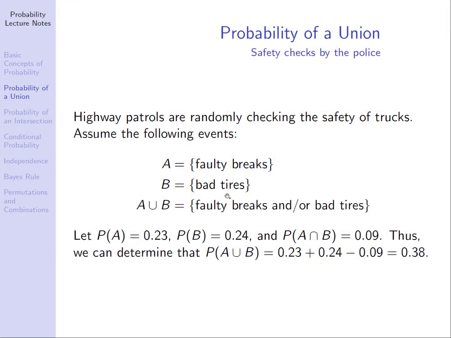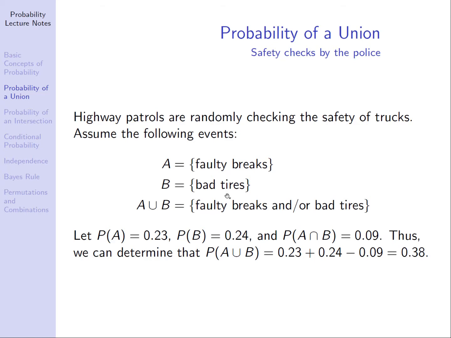The second example about the probability of a union is we have safety checks by the police. Think about highway patrols randomly checking for the safety of trucks, and assume that they're interested in faulty brakes and bad tires, or a combination of both.